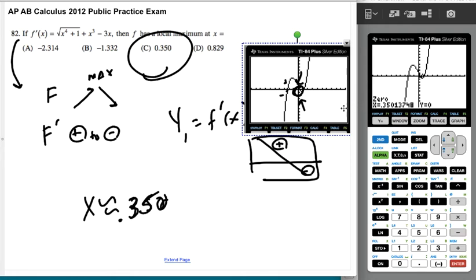So again, it's reading the question and knowing what you have to do, and then most of the actual tasks are fairly simple.